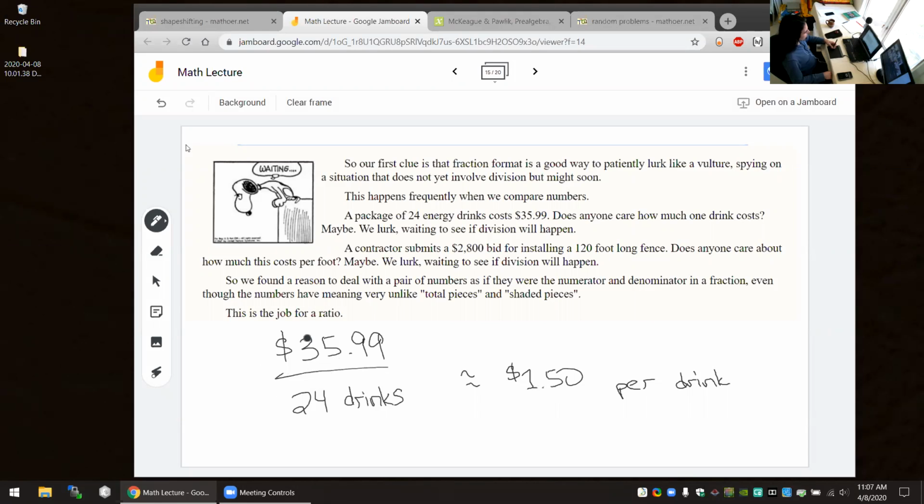So that's what we're going to call a ratio. Notice this isn't like cake anymore. It's not like we had 24 drinks and somebody gets 12 of them, or we had 24 drinks and someone gets 2 of them or something. We're comparing totally different things, dollars and drinks.